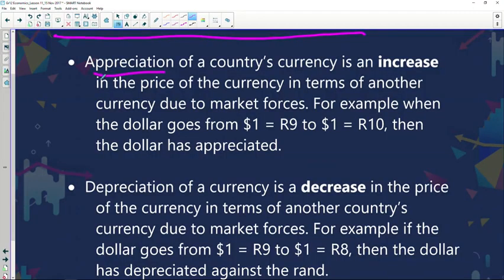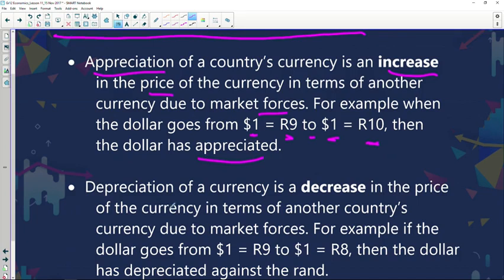So appreciation of a country's currency is an increase in the price of the currency in terms of another currency due to market forces. For example, when the dollar goes from $1 equals 9 rand to $1 equals 10 rand, then the dollar has appreciated. So when there's an increase in the price of the currency based on market forces, we consider that as appreciation. So we say that the currency has appreciated. So it has grown or it has increased.